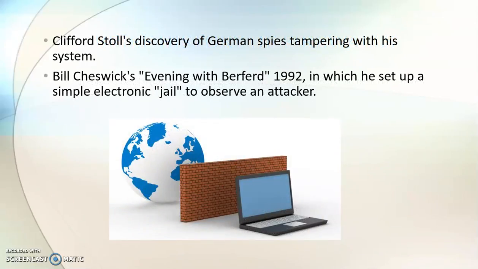Clifford Stoll discovered a German spy was tampering with the system, and Bill Cheswick, before 1992, set up a simple electronic jail to observe an attacker.